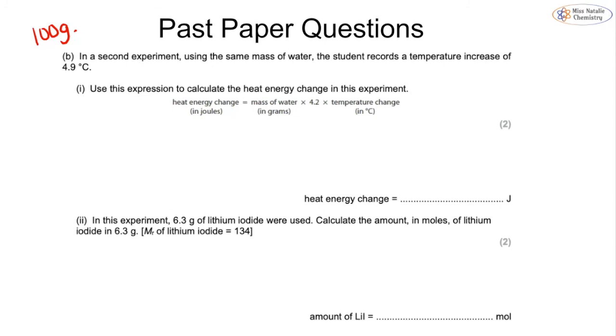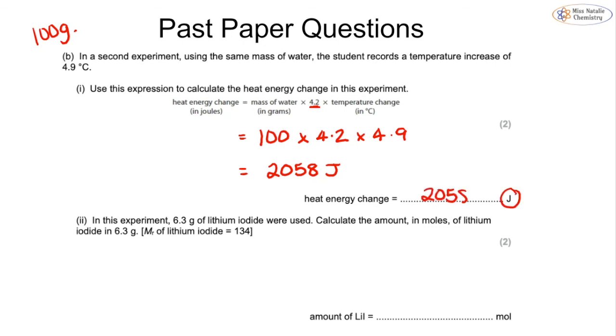So we want to use the expression to calculate the heat energy. They're telling us they want us to use 4.2. So my heat energy is going to be 100 times 4.2 times the temperature change, which is 4.9, and that gives me an answer of 2058 joules. Notice that they do want the answer in joules here, they do not want it in kilojoules. And there's your 2 marks.